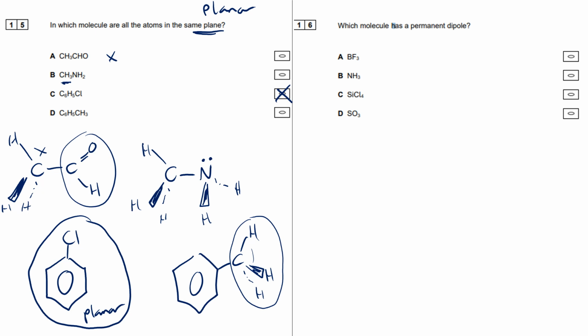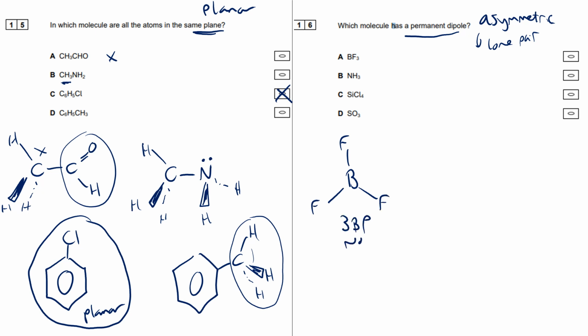Which molecule has a permanent dipole? In order for it to have a permanent dipole, the molecule has to be asymmetric. For it to be asymmetric, it's going to have either different atoms bonded around the central atom, which none of our options do, or there's going to be a lone pair. That will distort how the electrons are arranged and therefore make it polar and give it a permanent dipole. So BF3, boron's in group 3, it's got 3 bonding pairs, no lone pairs, that is non-polar overall.